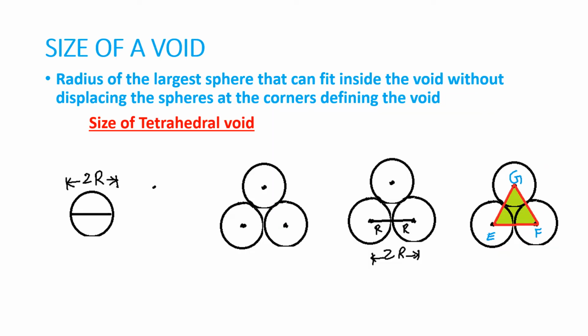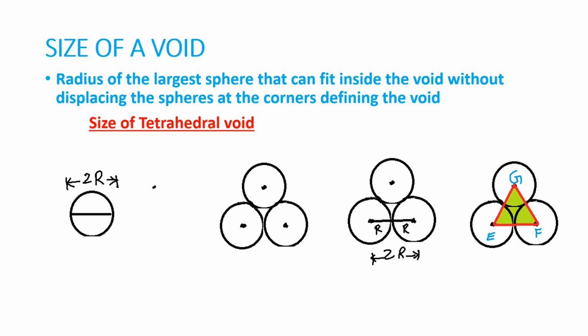Now, our next aim is to find the size of a void. We already learned what is meant by a void and what the different types of voids are. Now, what is the size of a void? It is the radius of the largest sphere that can fit inside the vacant space without displacing the spheres at the corners defining the void. That is actually called the size of a void.